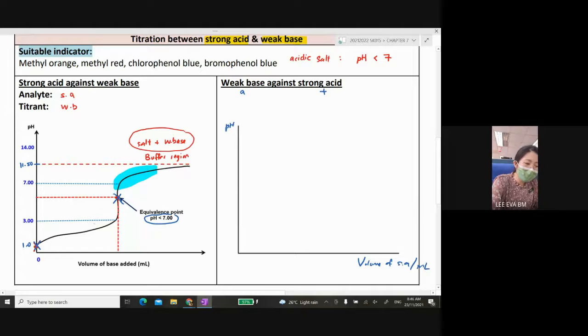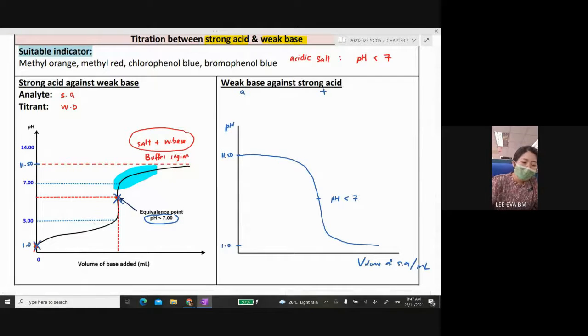So it will start with the initial pH. Say we start from 11.5, similarly. When you add the strong acid, the curve goes this way. And at the equivalence point, the pH will be less than 7 still, though the final pH depends only on the strong acid. Strong acid has a very low pH value.